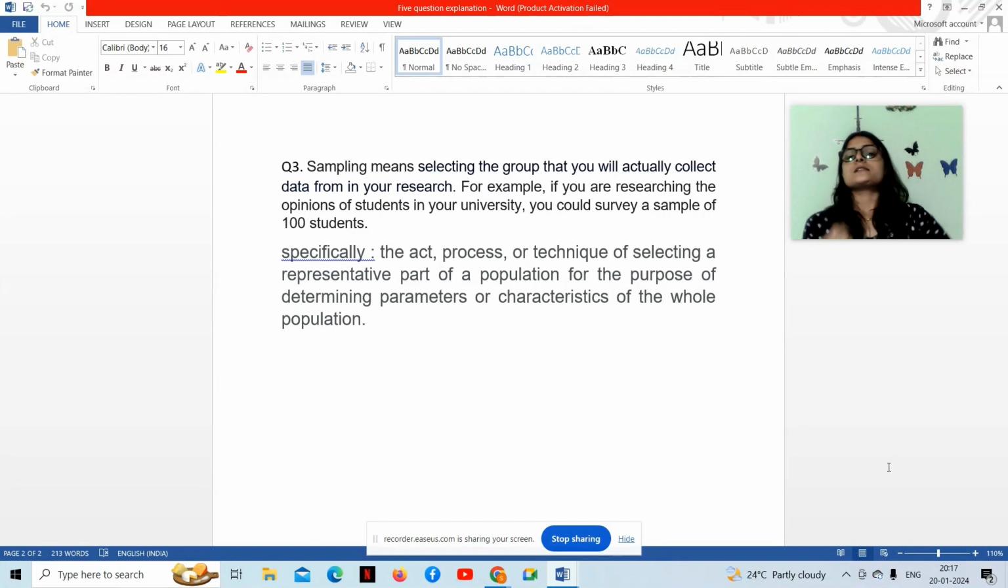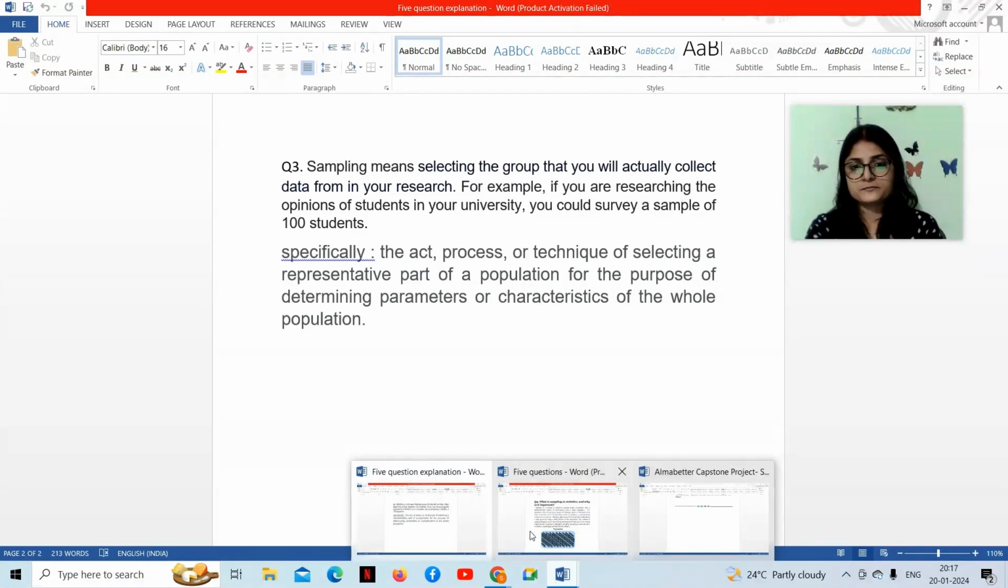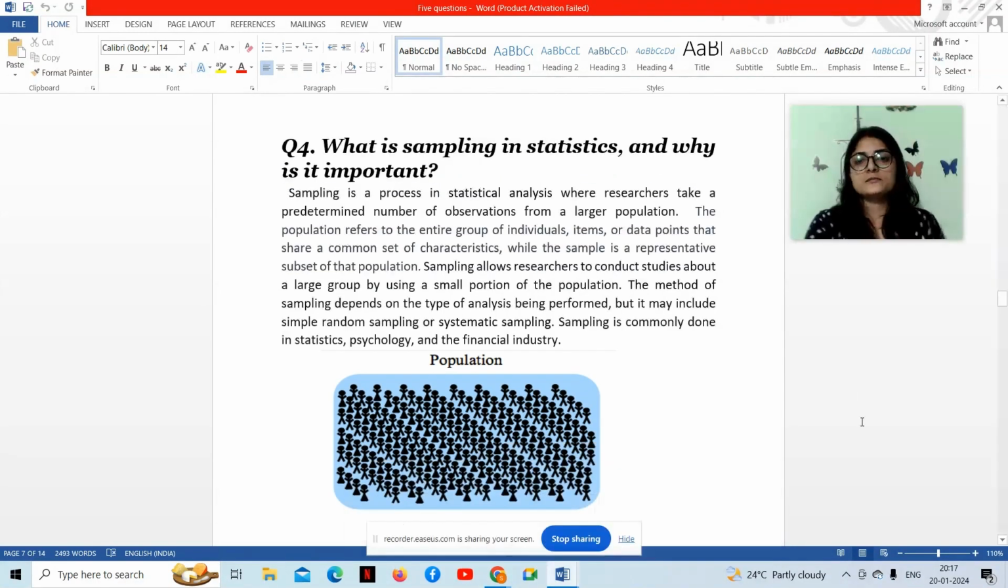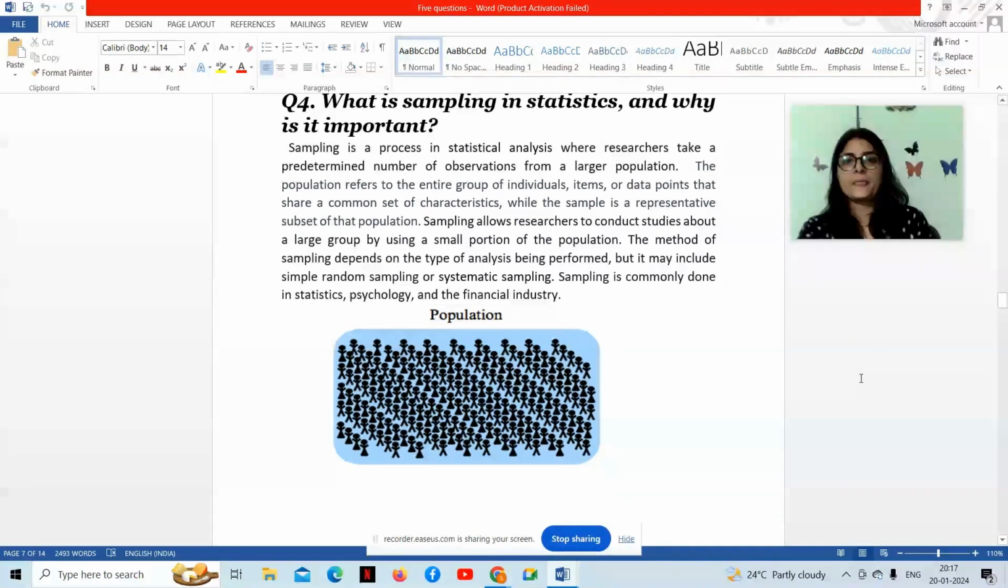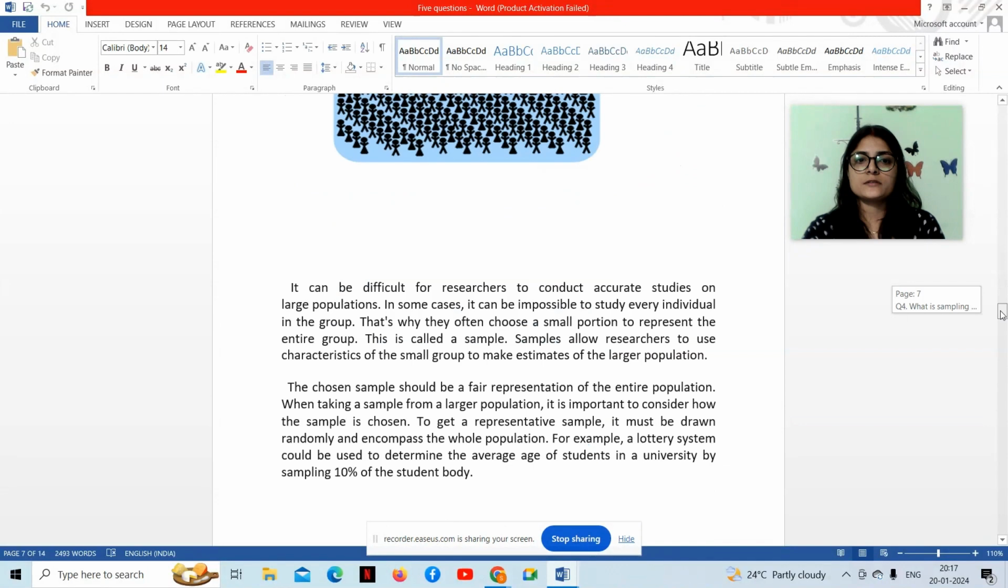The last line says determining parameters or characteristics of the whole population. We should choose the sample wisely because it tells about the parameters or characteristics of the whole population. As this is the picture of the whole population, this is how we can take a sample, right?